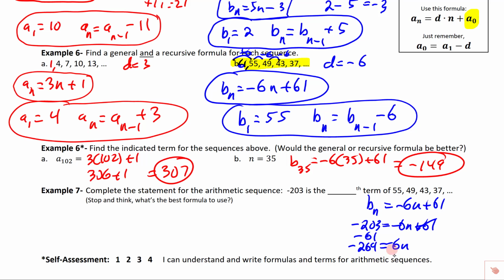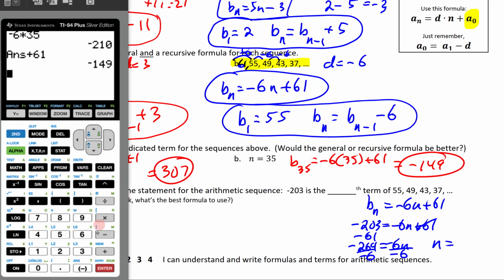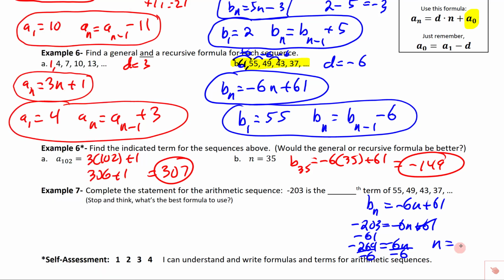And if I wanted to get the n by itself, I'm going to divide by 6 on both sides. The good thing about this is n turns out to be positive. If you throw that into a calculator, negative 264 divided by negative 6, we end up with a positive 44. Now, if we say n equals 44, just like here when we said n equals 35, what that means is this must be the 44th term, okay? All right, so go ahead and circle how you feel about this right now, and good luck on the assignment.